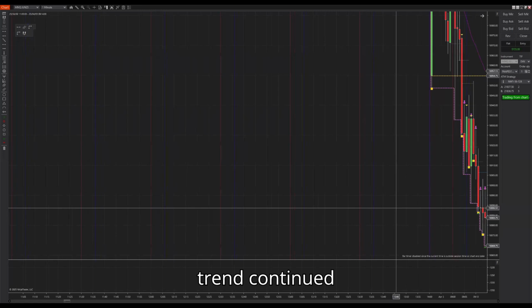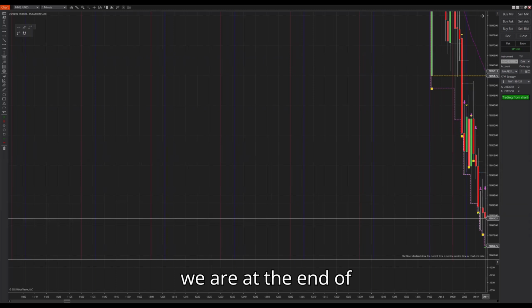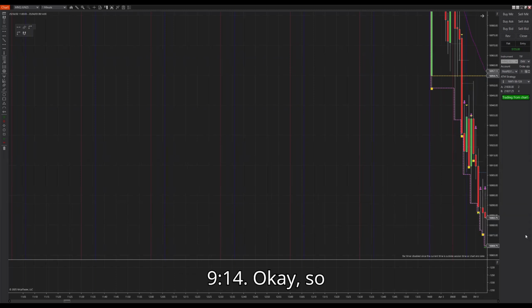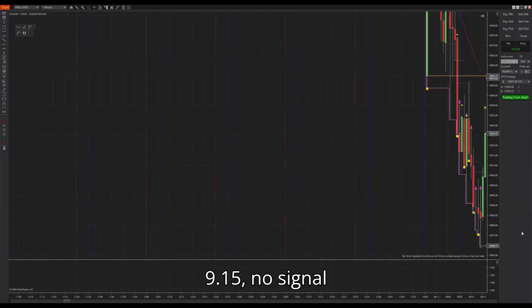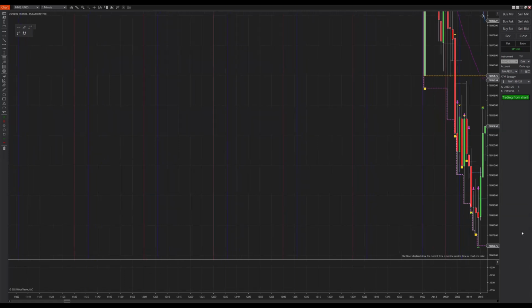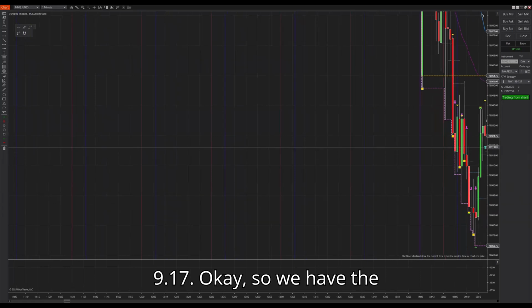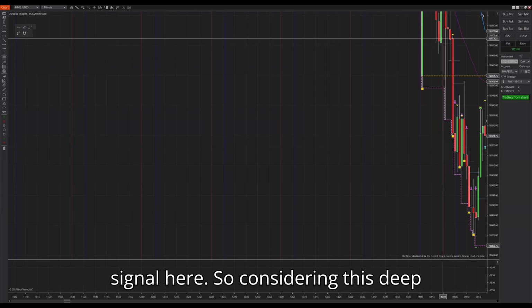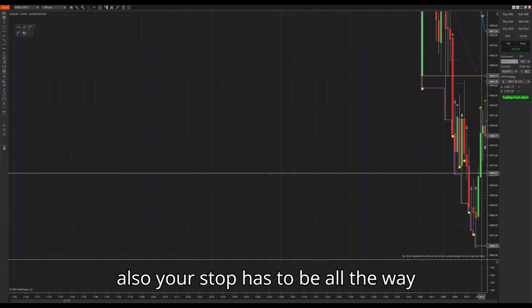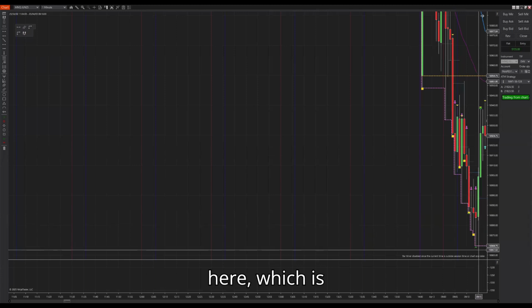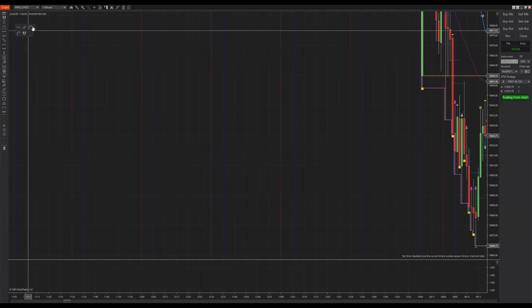So the trend continued further. So now we are at the end of 9:14. Okay, so 9:15. No signal yet. Okay, no signal yet, no action. 9:17. Okay, so we have the signal here. So considering this deep downtrend, either you can wait it out, and also your stop has to be all the way here, which is quite huge.